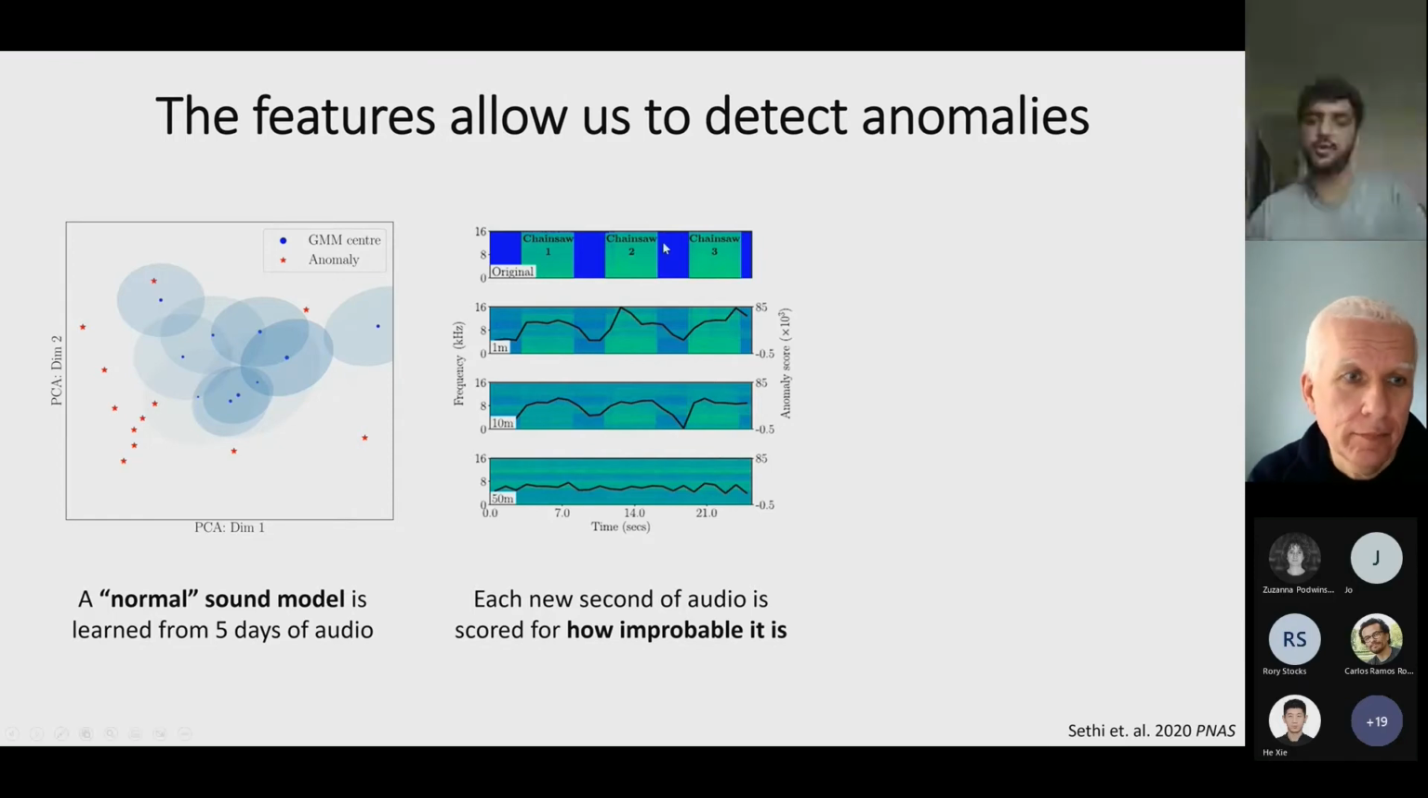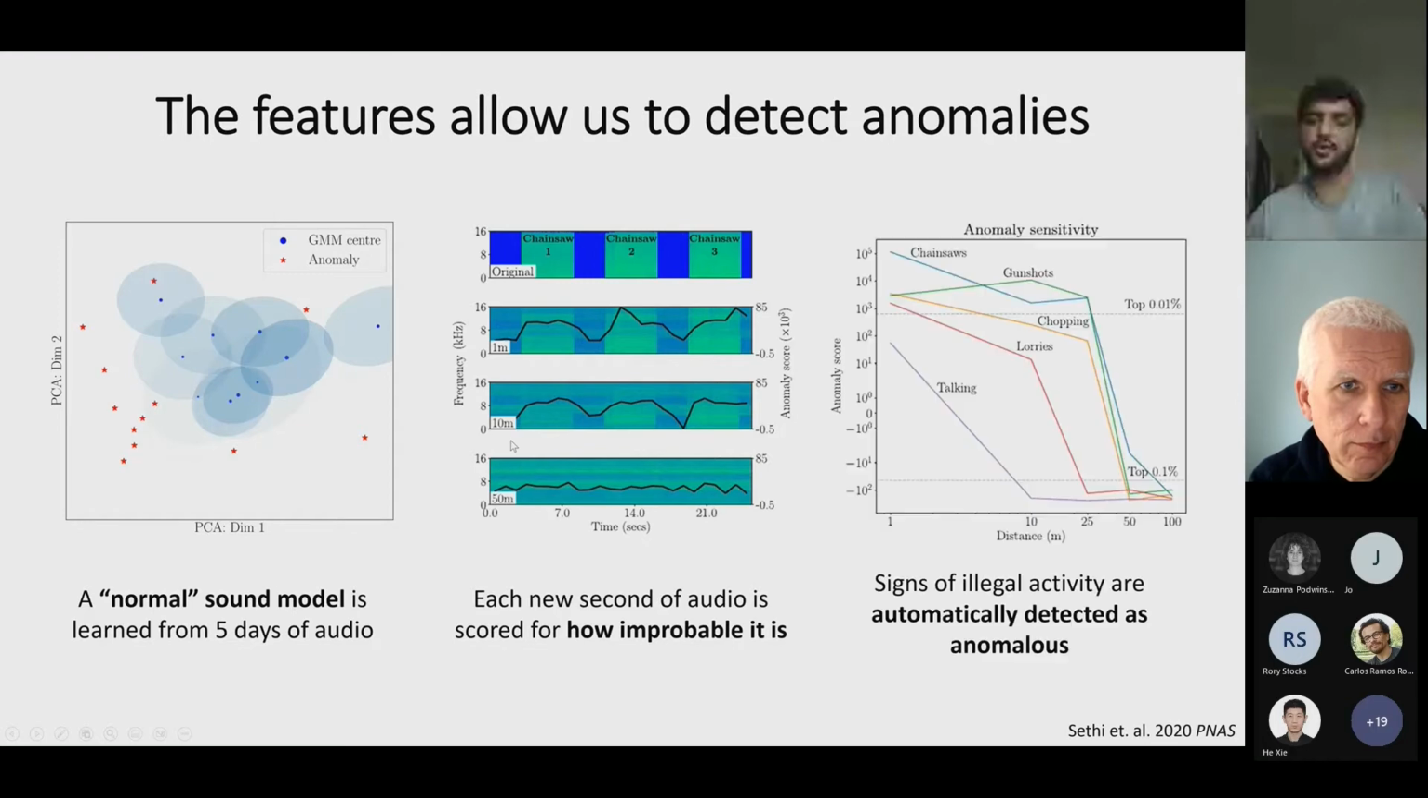And as we can see, we did playback experiments with chainsaws at different distances from the recorder. And this black line is showing you the anomaly score by second. And this is really peaking up quite high. So you could implement this. And these show the level of the anomaly score on a log scale. So you can see chainsaws and gunshots, the kind of things that are very anomalous, very different, but also very important to be detecting in your soundscape, are coming out as highly anomalous.